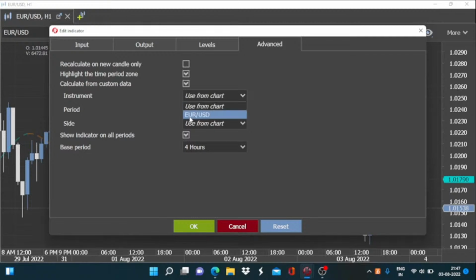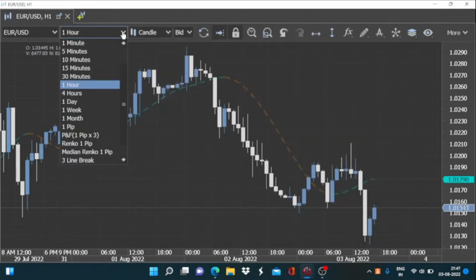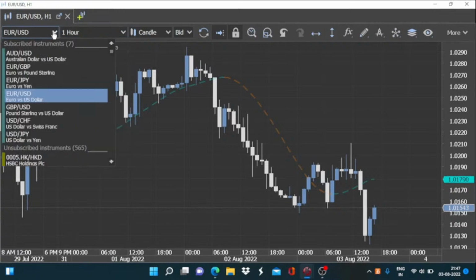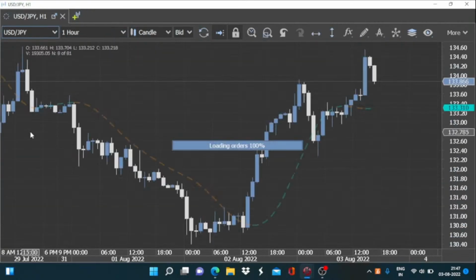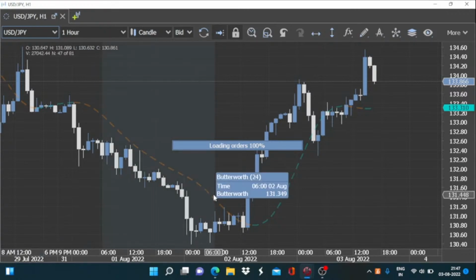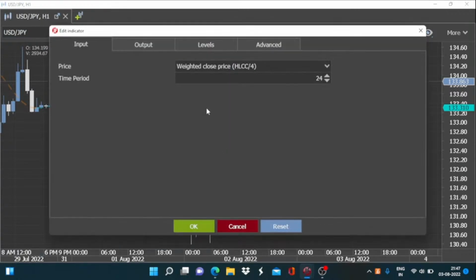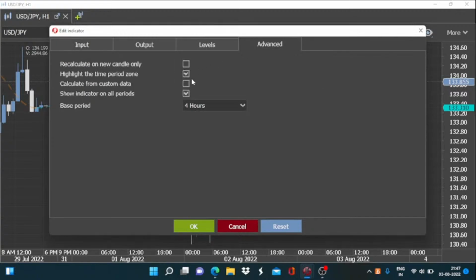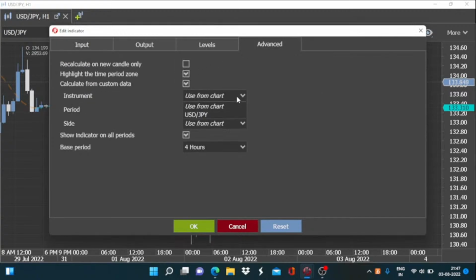So whenever you use a different instrument on the chart, it will be plotted for that instrument also. But if you keep it fixed to the Euro USD, then when you change the chart to say USD JPY, it won't be plotted for the USD JPY. No, I think it has been plotted. So let us go back to the editing option. All right, so now it has changed to the USD JPY, so that's not really how it works. So if you opt for use from the chart, whenever you change this instrument, it will be plotted for the other instrument as well.